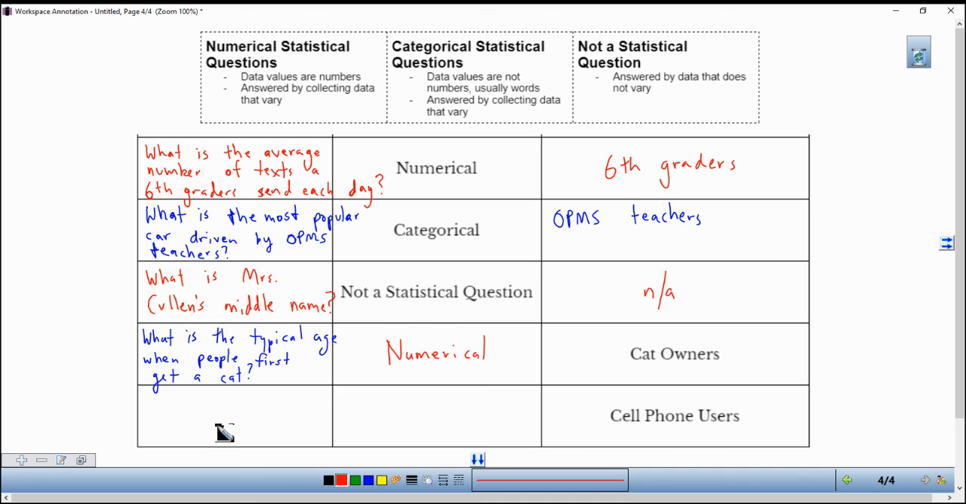All right, last one is cell phone users. What is a question you can ask cell phone users? Maybe what is the most popular model of cell phone? Maybe model. I bet flip phone is pretty far down on that list, unfortunately. What is the most popular model of cell phone?